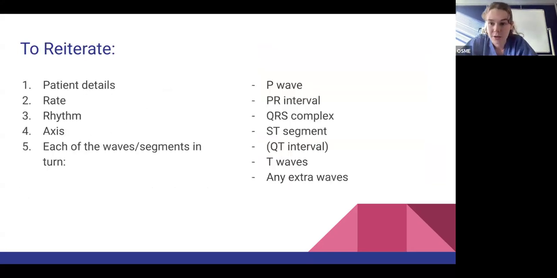So just to go back through, this is the structure you're going to use to describe every single ECG that you see. And you're going to practice this because the muscle memory is what's going to get you through what's a bit of a nervous time. Just basically describing whether each wave is normal, whether it's there in the first place, and storing stuff in your head for if it's not normal, what that could mean.